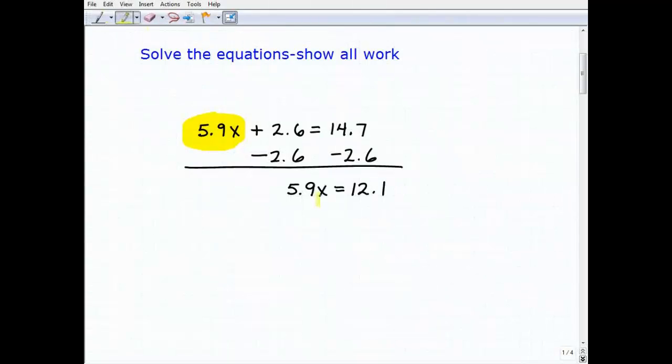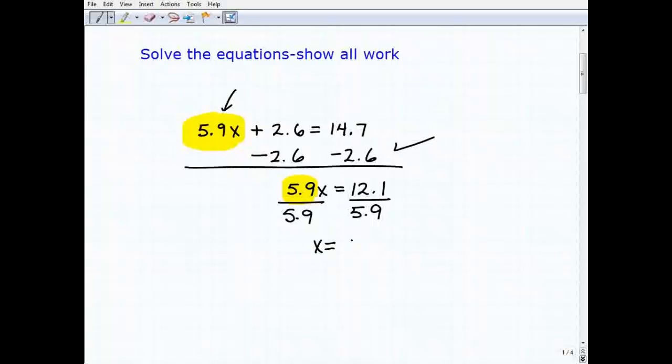To solve for x, I'm going to go ahead and divide both sides of the equation by 5.9. That's our second step in these two-step equations. First of all, use addition or subtraction to isolate the variable term, which was 5.9x. Then use multiplication or division to solve for x. In this case, I'm using division. So x is going to be equal to 12.1 divided by 5.9.